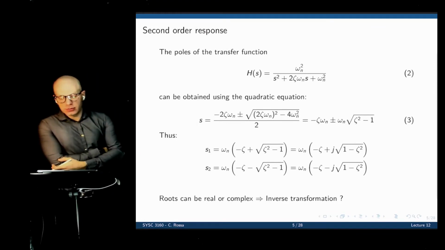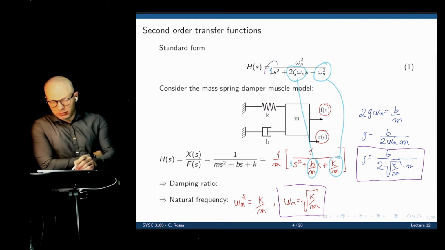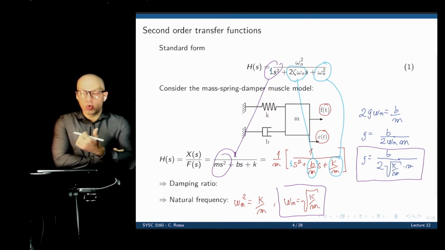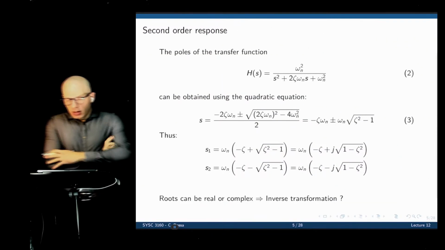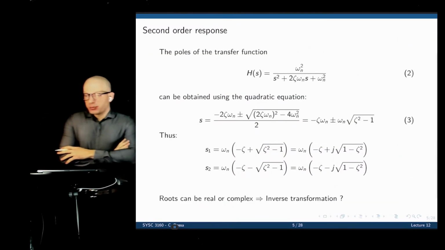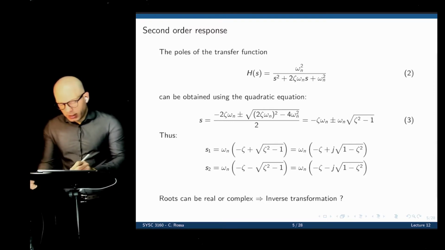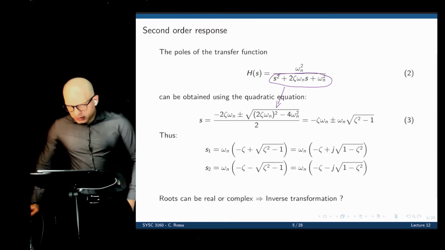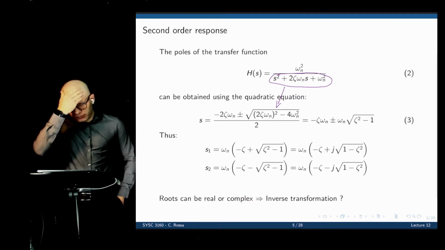So back to the message here, I just wanted to clarify: when you compare this transfer function and put it in the standard form, don't forget that what multiplies s squared is always 1. So do prepare the transfer function in that format. Now, if we have a second order transfer function, we can find the poles of this transfer function. And to find the poles, we can simply find the roots of the denominator using the quadratic equation. Here is the quadratic equation, minus b plus or minus the square root of b squared minus 4ac.